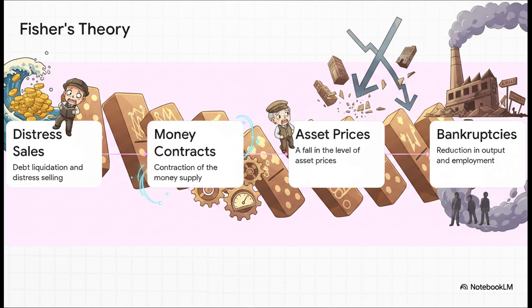First, debtors are forced into distressed selling just to pay back what they owe. Second, as bank loans are paid off or defaulted on, the overall money supply contracts. Third, that massive sell-off causes asset prices to plummet even further. And finally, this completely wipes out business net worths, precipitating massive bankruptcies, layoffs, and a totally paralyzed economy.